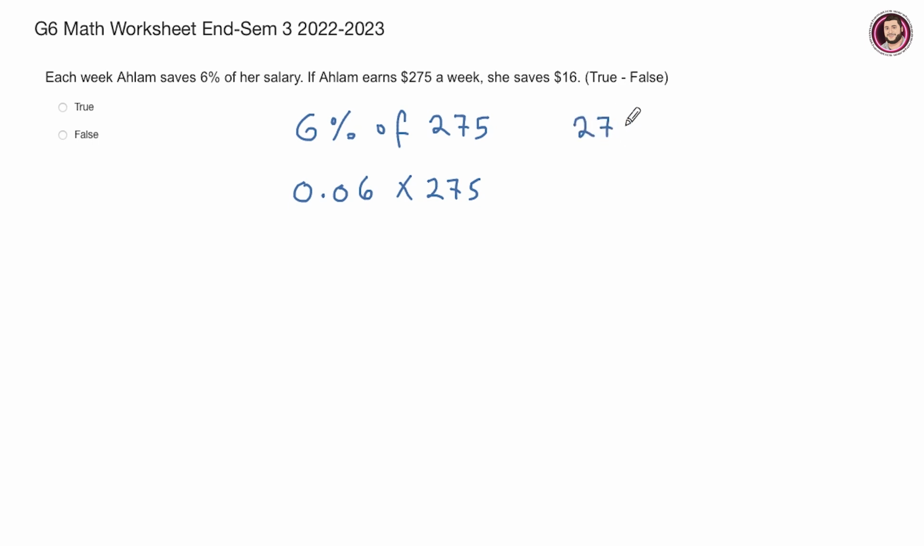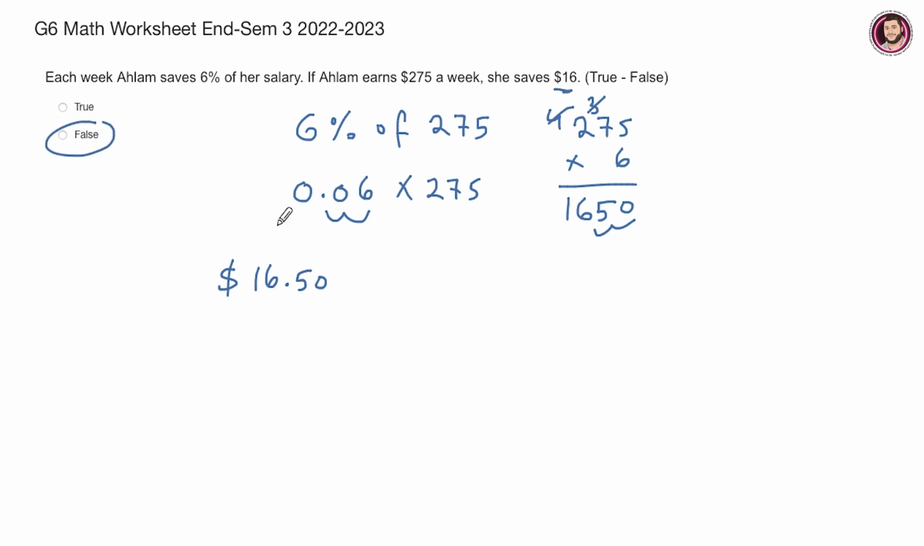So multiply 275 by 6. 6 times 5, 30, write 0 and carry 3. 6 times 7, 42 plus 3, 45, write 5 and carry 4. 6 times 2 equals 12 plus 4 equals 16. We have two decimal places, so place the point after two places. The answer would be 16.50, which is not the same answer, so this answer is false.